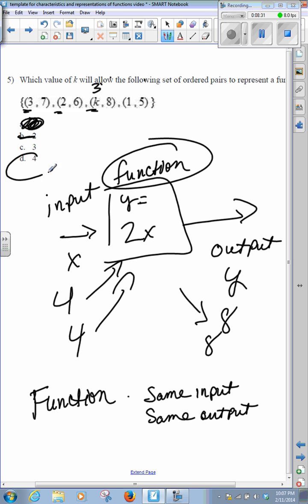So I would have 2 3s for inputs with different outputs. So the only one it could possibly be is D, 4. If I put a 4 in, then all my inputs would be different. I would have a 1, a 2, a 3, and a 4. So as long as all your inputs are different, then it is in fact a function. So my answer is B.